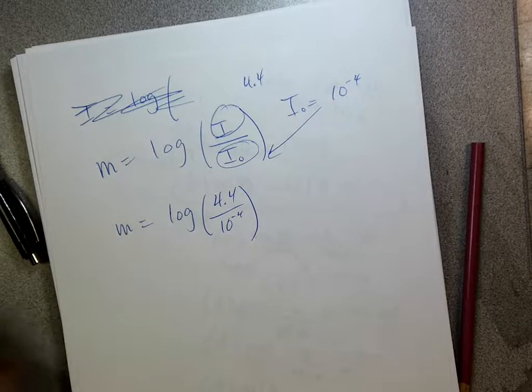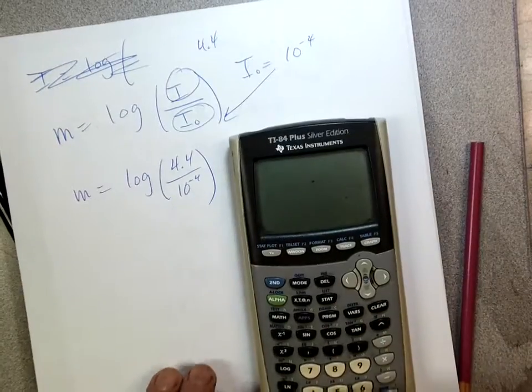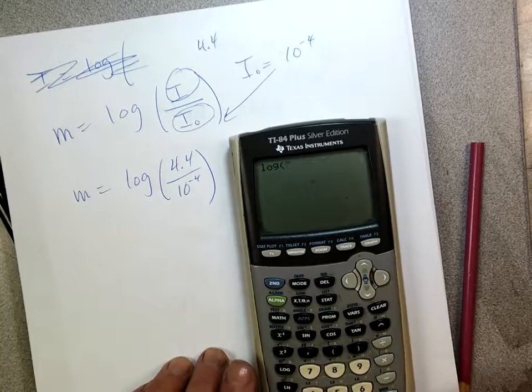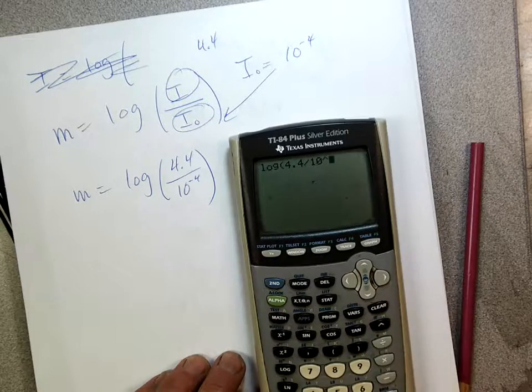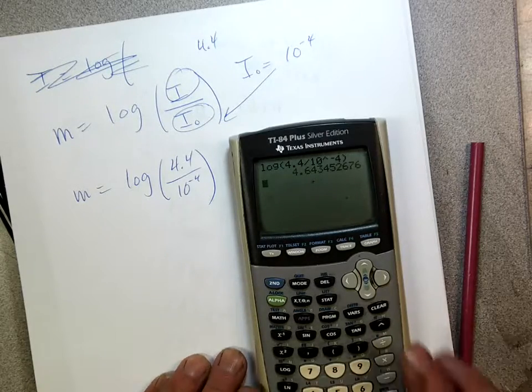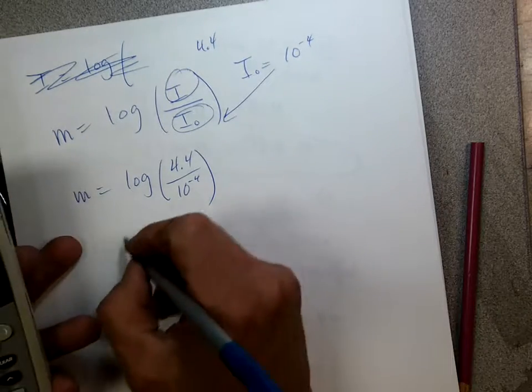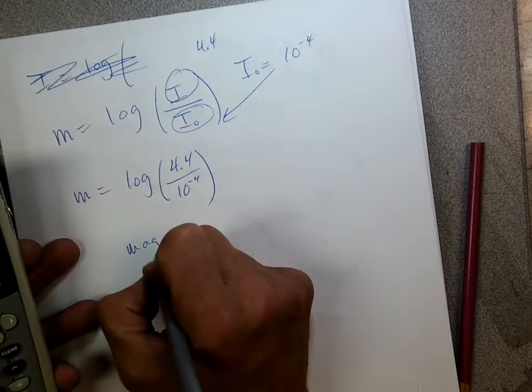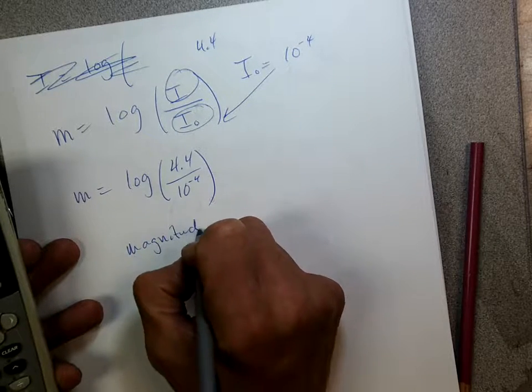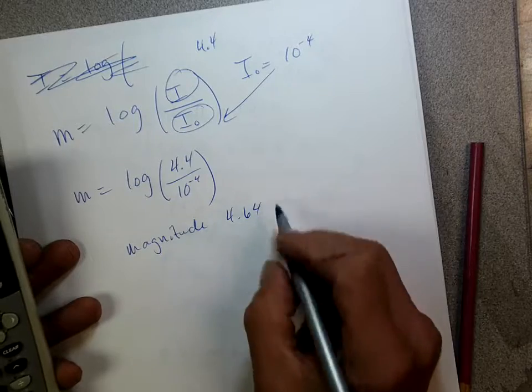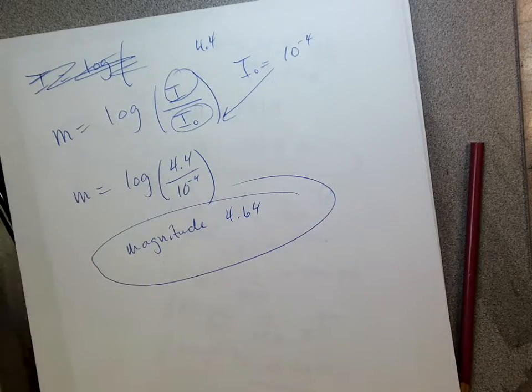And I'm just going to use my calculator. I'm going to go log 4.4 divided by 10 to the -4 power, and I get an answer of about 4.64. So it's a magnitude of 4.64 on the Richter scale. How's that?